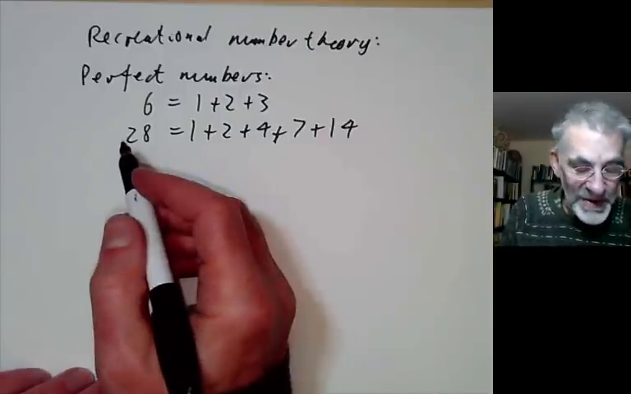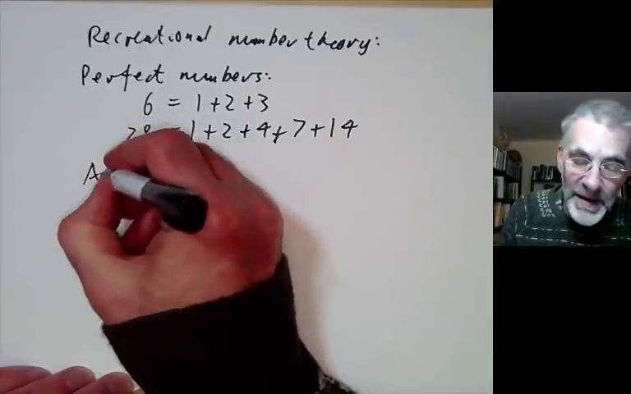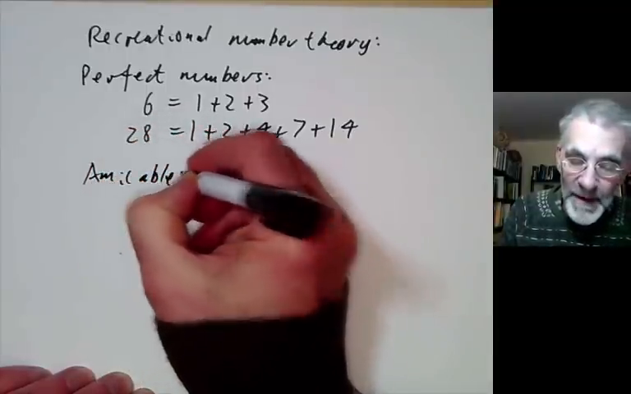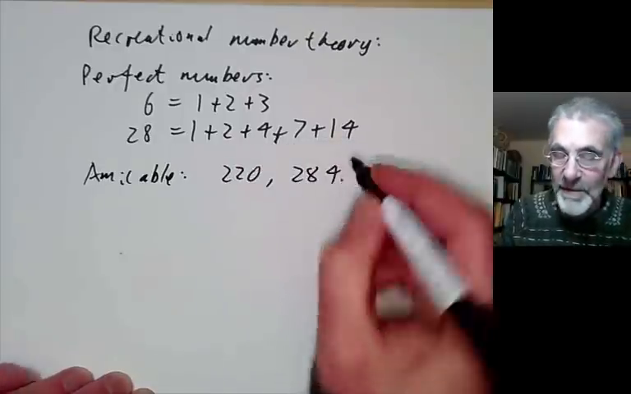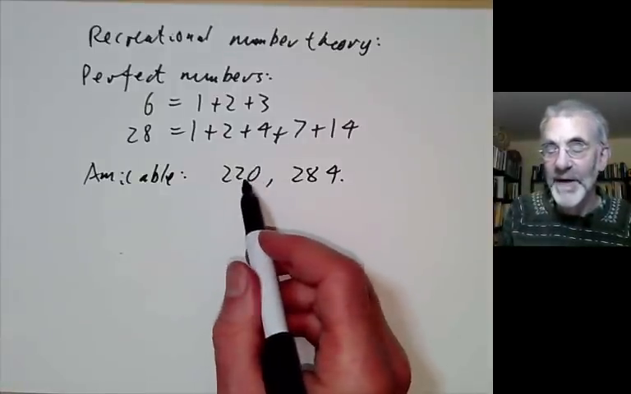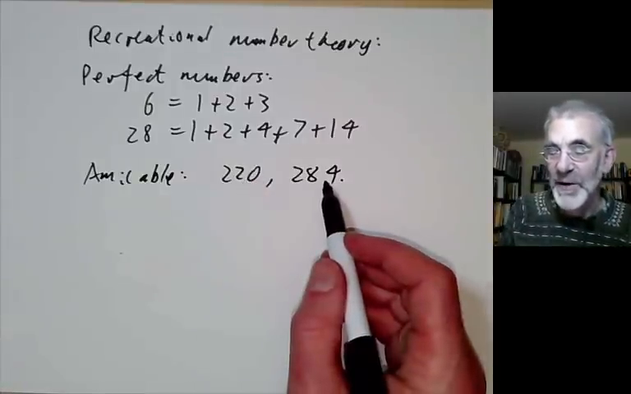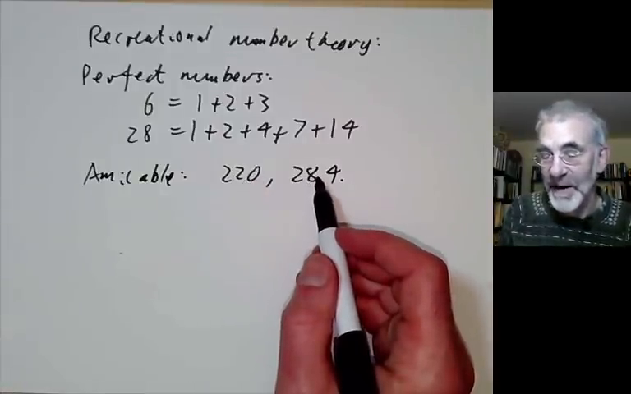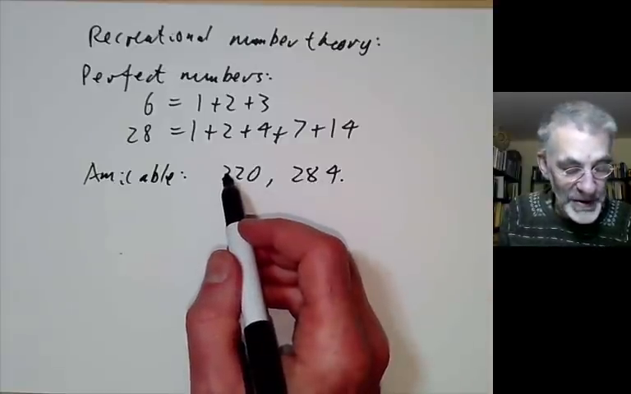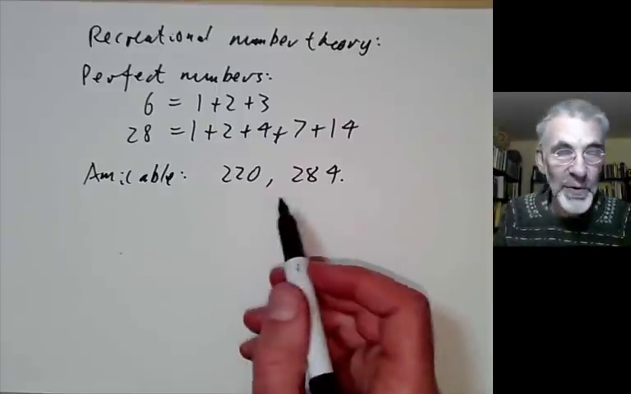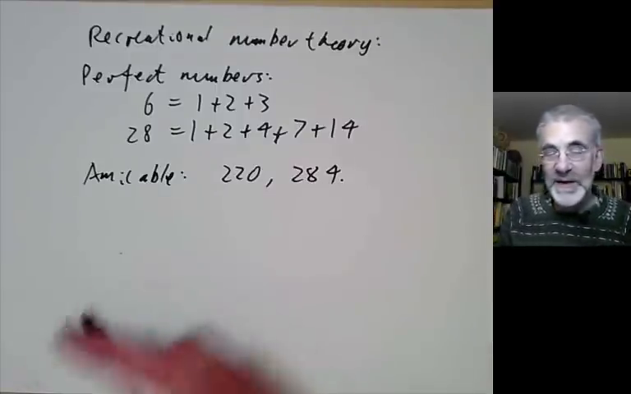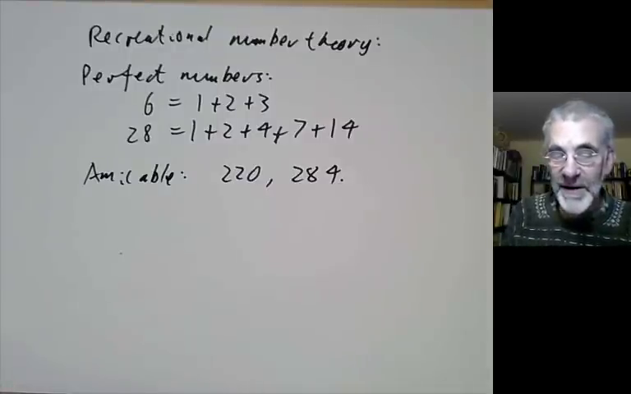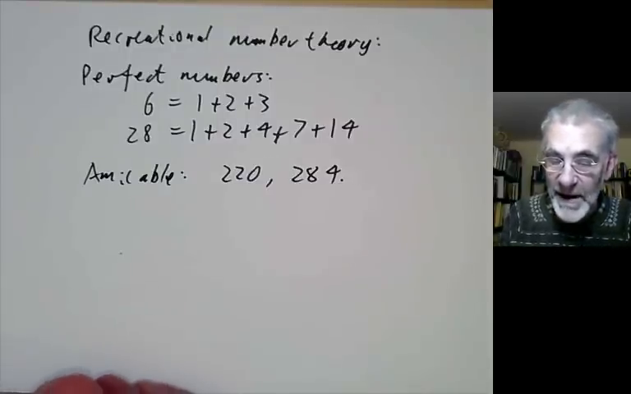As well as perfect numbers, you can look at things like amicable numbers. So here's a pair of amicable numbers, 220 and 284. If you take the sum of the proper divisors of 220, you get 284. And if you take the sum of the proper divisors of 284, you get 220. And what is the point of doing this? Well, frankly, there doesn't seem to be much point in doing this. That's why it's called recreational number theory. There just doesn't seem to be much structure underlying this.